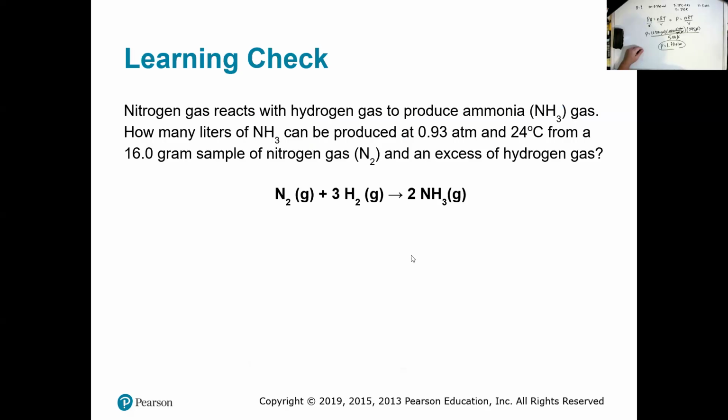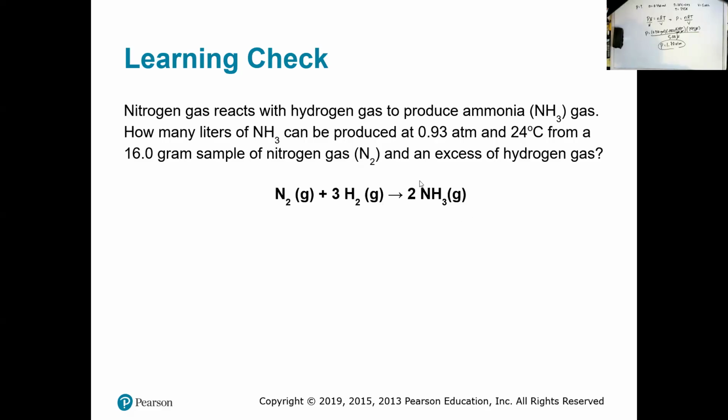I think this will be less confusing if we look at it in terms of an example. In a question like this one, it says nitrogen gas reacts with hydrogen gas to form ammonia gas. They give us a balanced equation, and they ask how many liters of NH3 can be produced at 0.93 atmosphere and 24 degrees Celsius from a 16-gram sample of nitrogen gas. All right, so first of all, they want us to figure out information about ammonia.